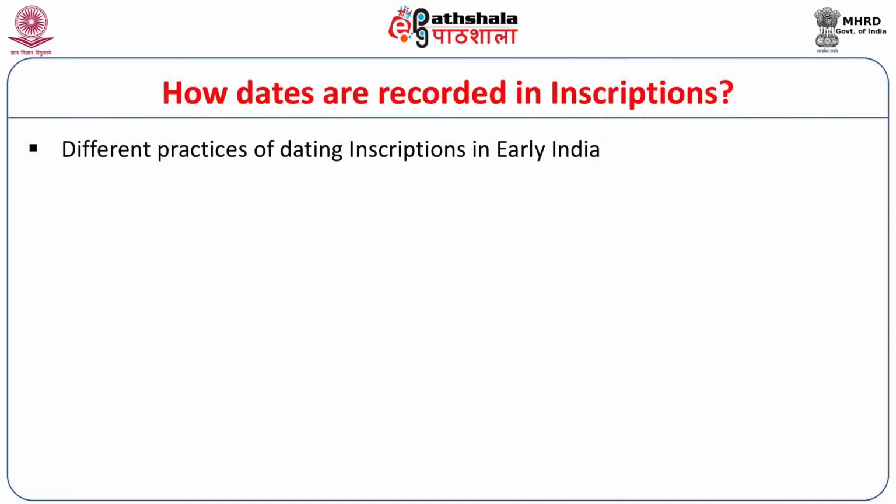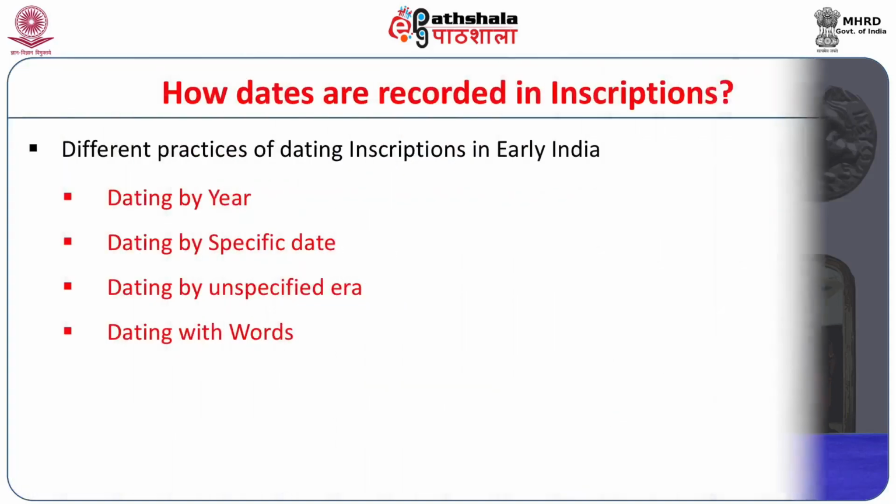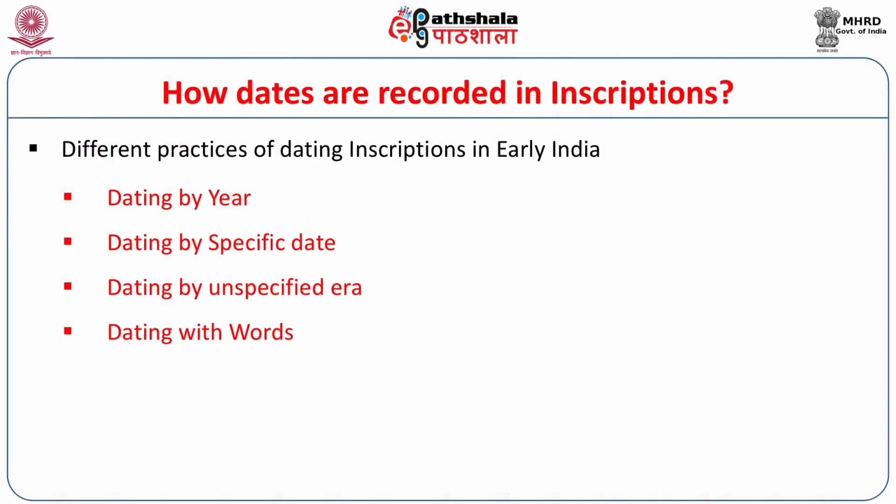There are of course exceptions to this, but in general there are four different patterns in which dates surface in epigraphic records of early South Asia. The first one is dating by year. The second one is dating by a specific date. The third one is dating by a specific era. You may remember we have learnt about the specific era in a different module. And finally, the dates with words, which will form our second segment.